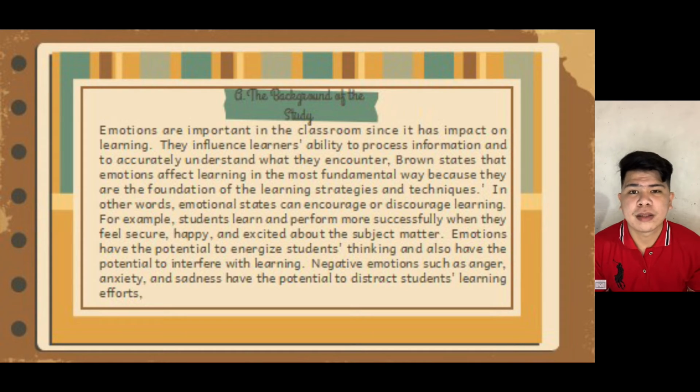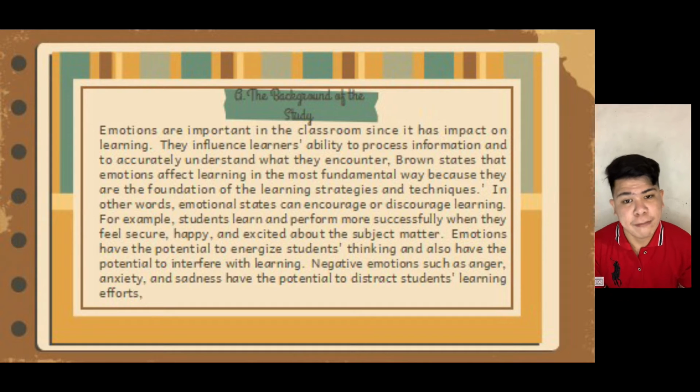For example, students learn to perform more successfully when they feel secure, happy, and excited about the subject matter. Emotions have the potential to energize student learning and also have the potential to interfere with learning. Negative emotions such as anger, anxiety, and sadness have the potential to distract students' learning effort.